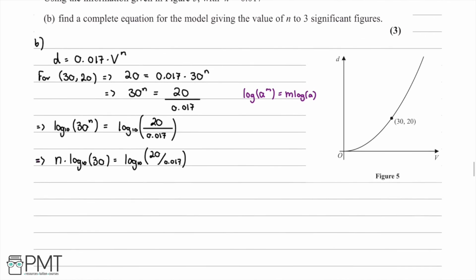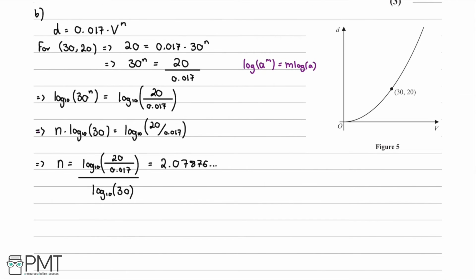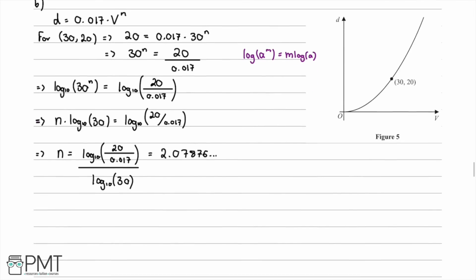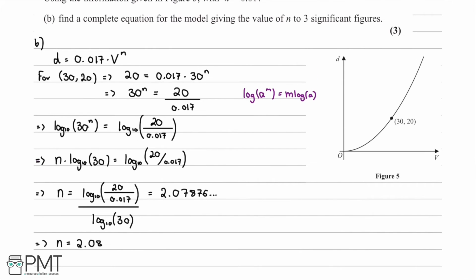And then all that's left for us to do is to now divide both sides by log base 10 of 30, which can be written as follows, and we'll not simplify any of the log terms at the moment, as we're just going to put them into our calculator once we've written it out. Log base 10 of 20 divided by 0.017, and we divide all of that by log base 10 of 30. And putting this into our calculator, it comes out as 2.07876. And recalling the question, we're asked to give a value of n to 3 significant figures. So therefore, we can say that n is going to be equal to 2.08.